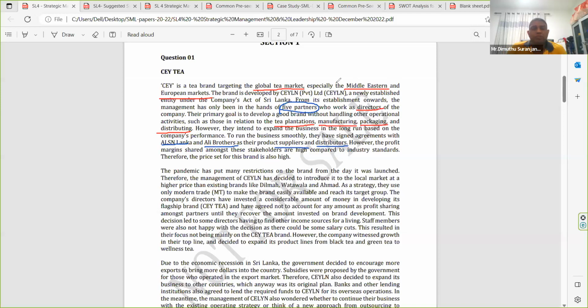Initially, they talk about customers. Here, customers actually, they give some idea about what type of customers we have. Then they talk about directors. Now they talk about suppliers and distributors also. However, the profit margin shared among these stakeholders is high compared to industry standard. That means suppliers and distributors may enjoy more profit. Therefore, the price set for this brand is also high. So our price is high. Right?